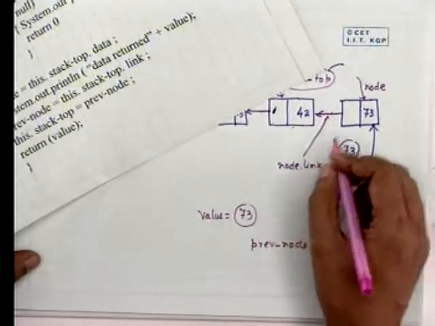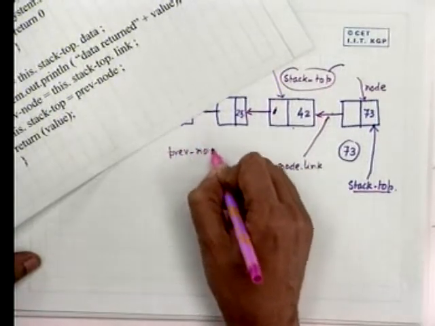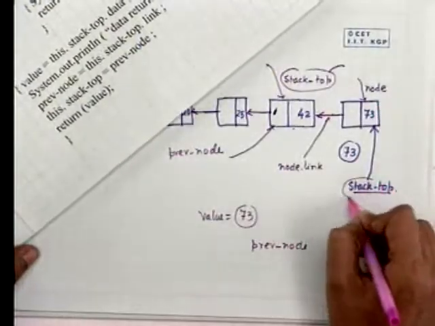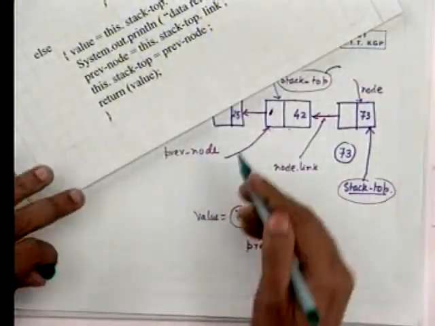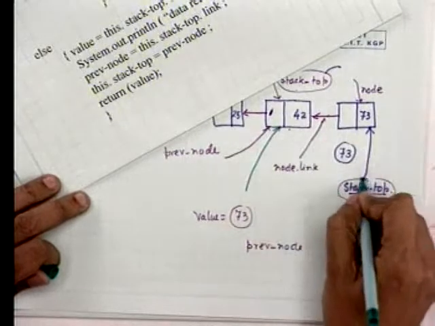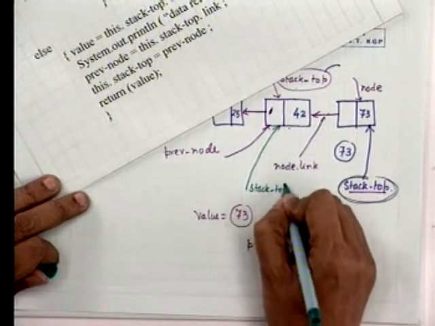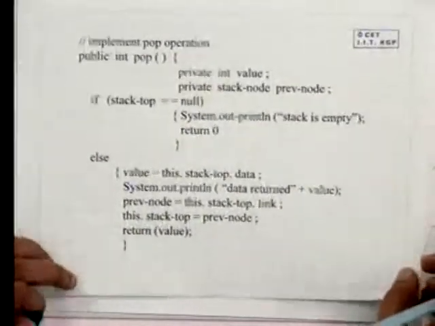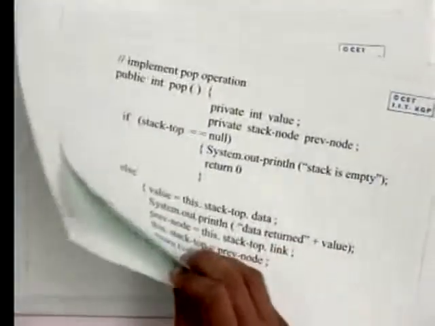So previous node becomes stack top dot link. So therefore this previous node will now refer to this one at this stage, and stack top equals previous node. Now the present stack top has to refer to this. So all we do now is change the stack top to refer to this. So basically this stack top value will now be assigned to it. So now you see essentially this element has no reference, and therefore the Java garbage collector will automatically eliminate it.